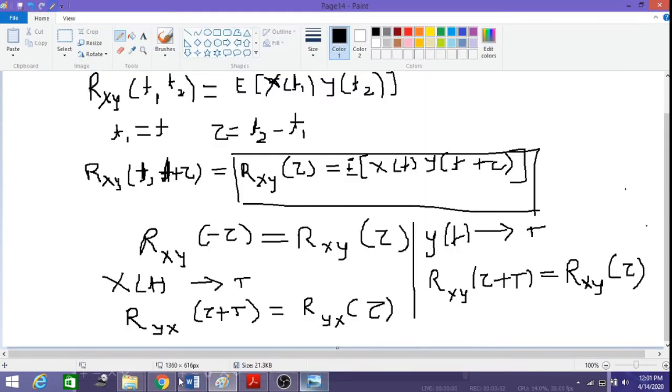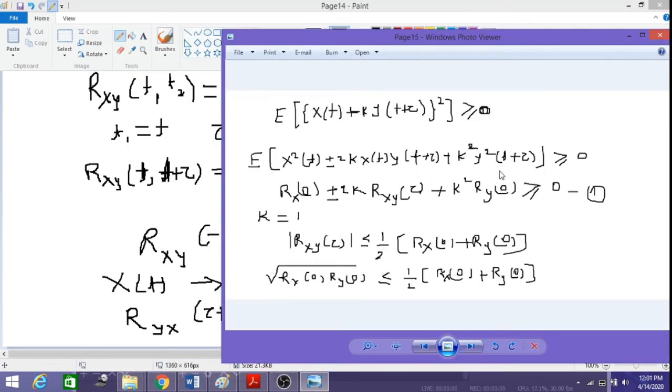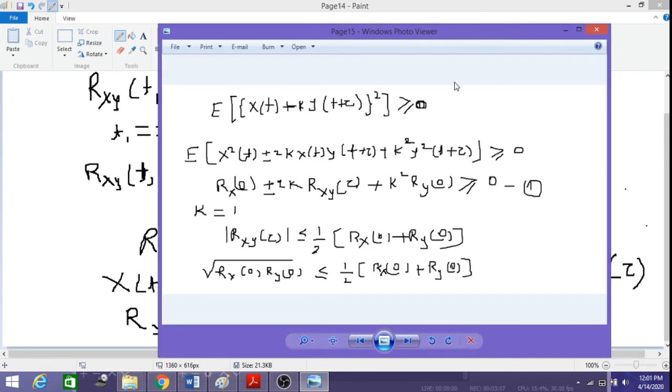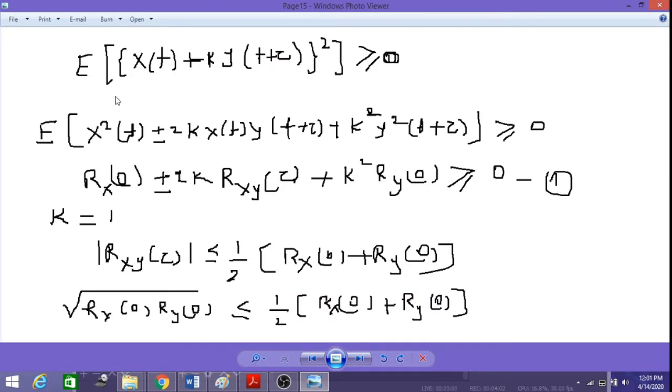So now let's see the bounding case. There are two bounds on a cross correlation function, defined by the expectation of [x(t) plus k y(t plus tau)] whole square, which should be greater than or equal to 0. When we apply the (a plus b) whole square formula, we get Rx(0) plus or minus 2k Rxy(tau) plus k square Ry(0), which is greater than or equal to 0.